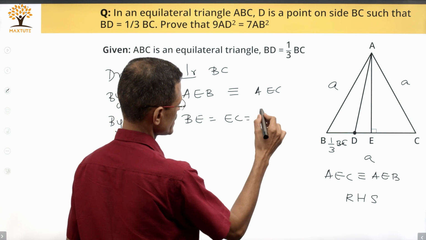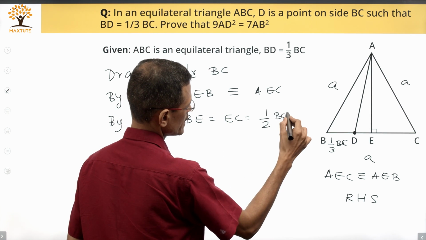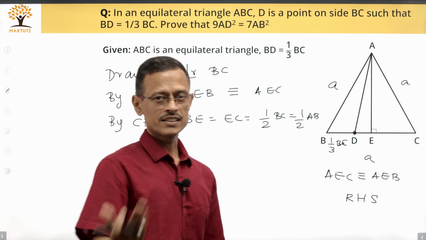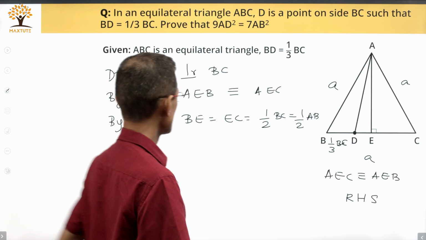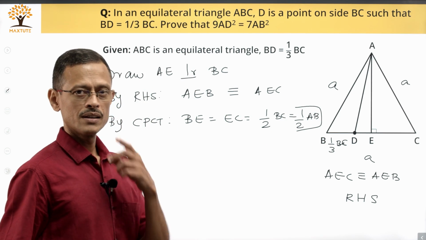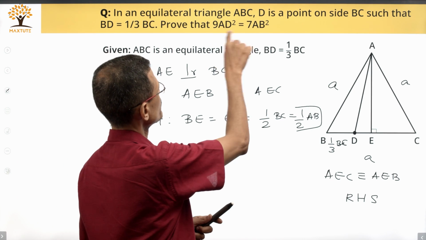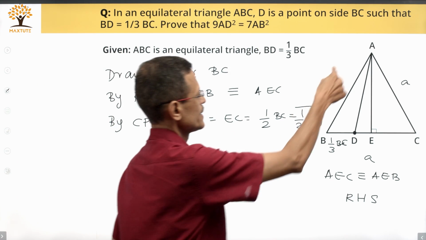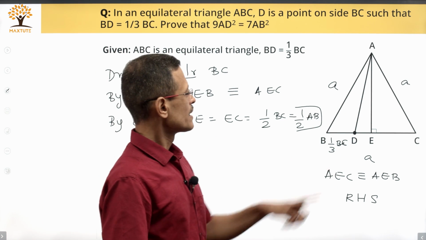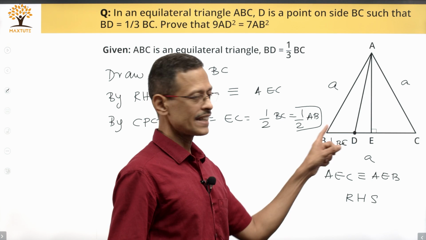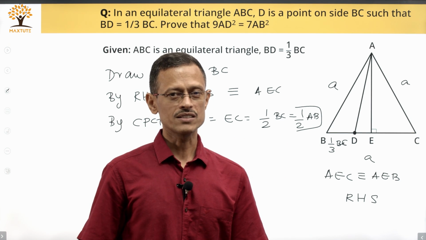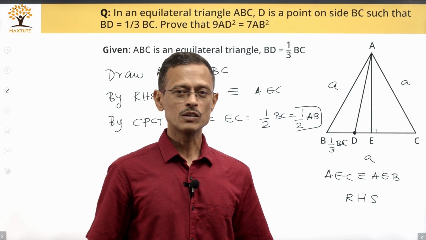Therefore, BE and EC will be equal to half of BC, which we can write as half of AB, because all sides of an equilateral triangle are the same. BC is the same as AB. So BE is equal to half AB. We have established that. Now we are trying to prove something between AD and AB. First look, it's quite evident that I have two right triangles, AEB and AED. AB and AD are the hypotenuses of these two triangles. So let's apply Pythagoras theorem on both.